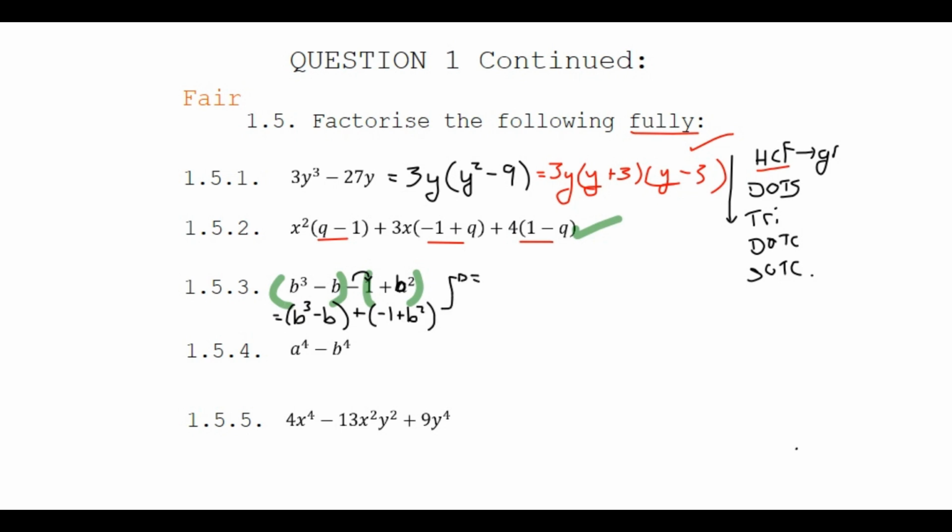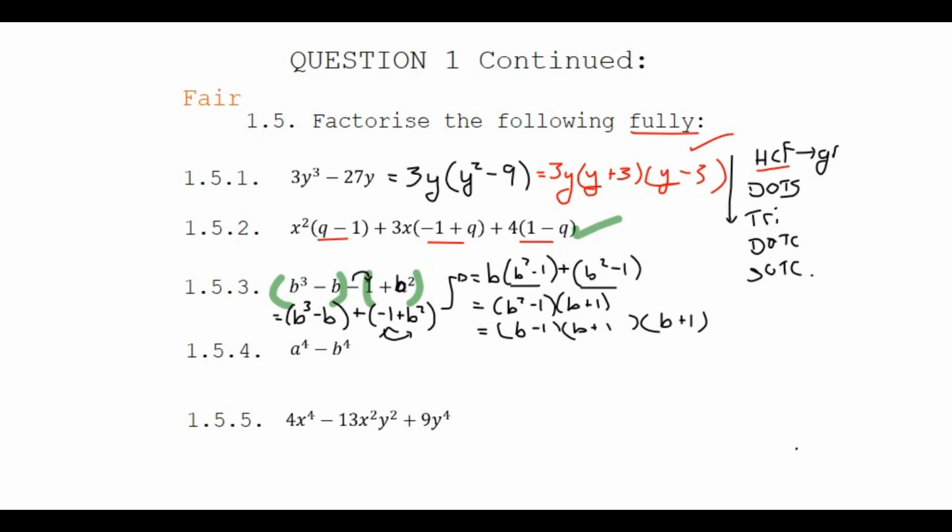So what this is going to be is we can take out our highest common factor out of b cubed and b, right? So that becomes b brackets b squared minus 1 plus, and if we just do a quick switcheroo here, we would get b squared minus 1. Alas, we have a common bracket. So we can take it out, b squared minus 1, and what's left, b plus 1. And what you need to notice is we have a difference of squares. Never forget the difference of squares. So we have b minus 1, b plus 1, b plus 1.